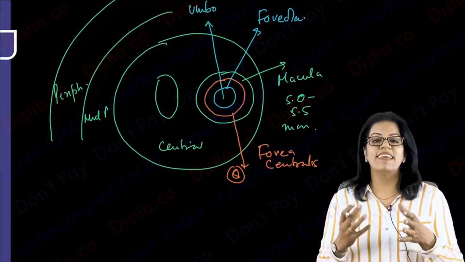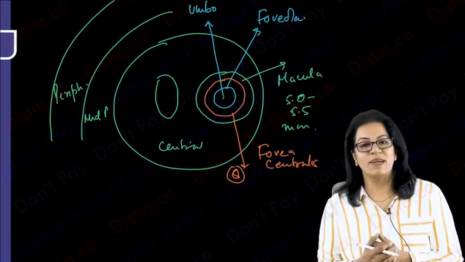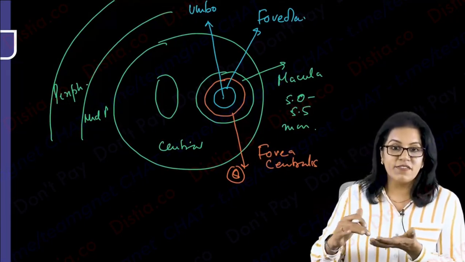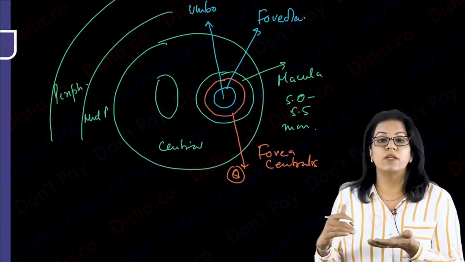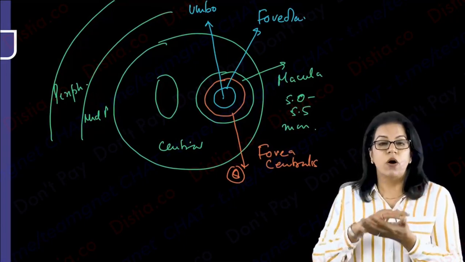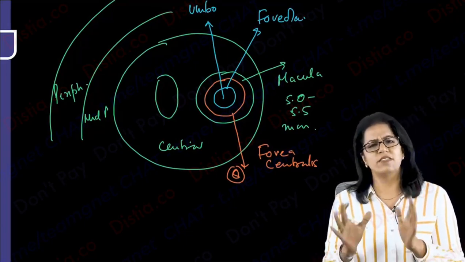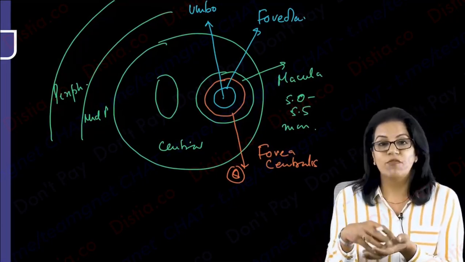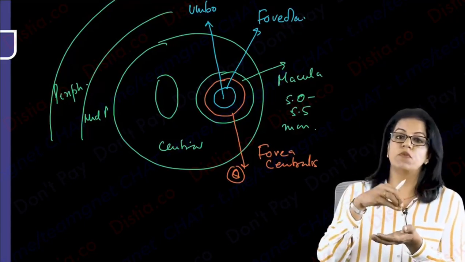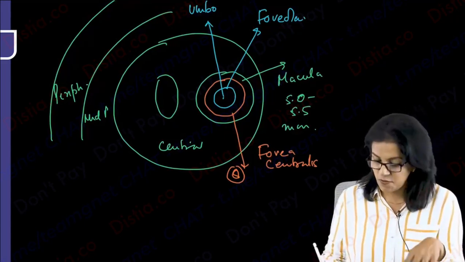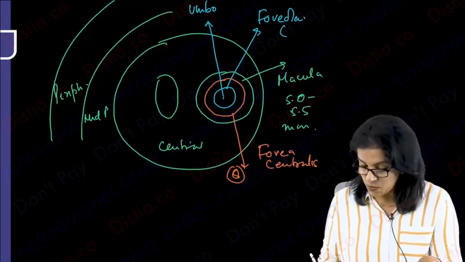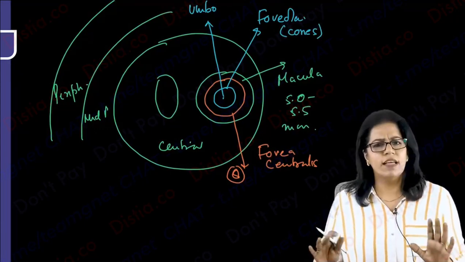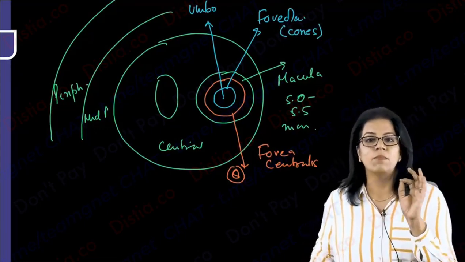We'll talk about it in detail in the retina chapter as well, but you have to have the idea. Macula 5.5 is also called macula lutea because it is yellowish, or area centralis or macula. Just remember that. Within this is your foveal area, fovea centralis. Then comes the foveola. If you want to remember one more point here, it has only cones. We'll talk about it in more detail. And the very central depression is the umbo.